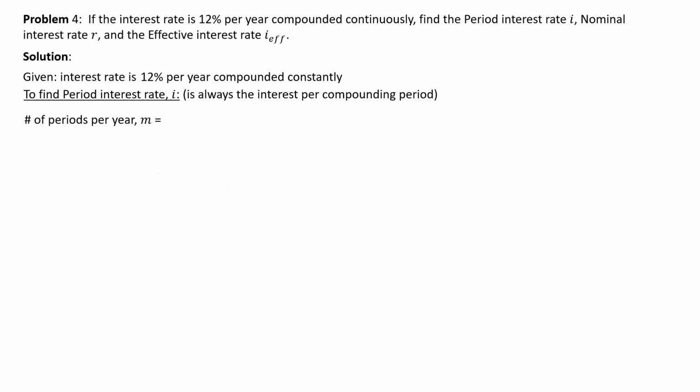For 1 month, there are 12 compounding periods. For 1 quarter, if it is compounded quarterly, we have 4 compounding periods in a year. But in this case, infinity, right?